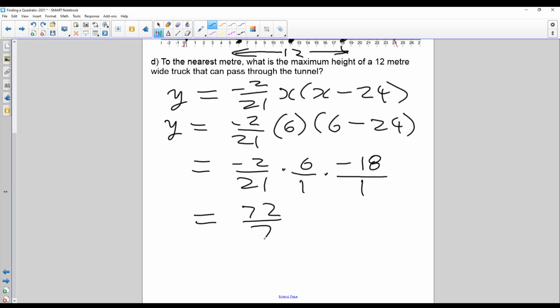And that works out to be approximately what? Give me a decimal number. 10.28? Okay, thank you. So we have to make a decision now, right? What would be an appropriate answer if the question said to the nearest meter? Do I round it up or do I round it down? Don't think about rounding rules now. Just think about the truck trying to pass through this thing. Round it up or round it down?